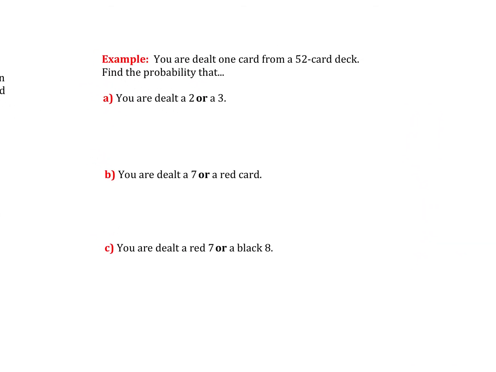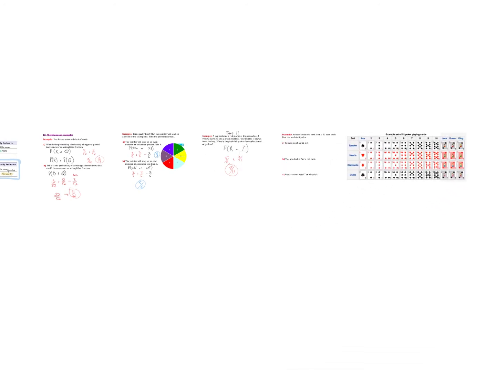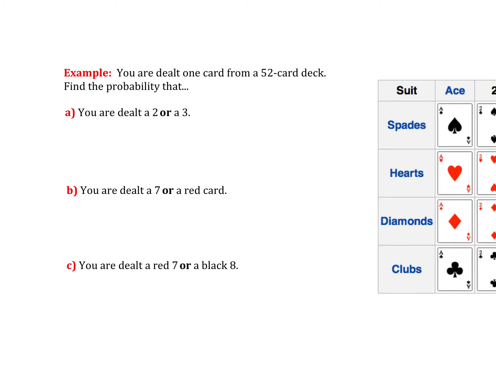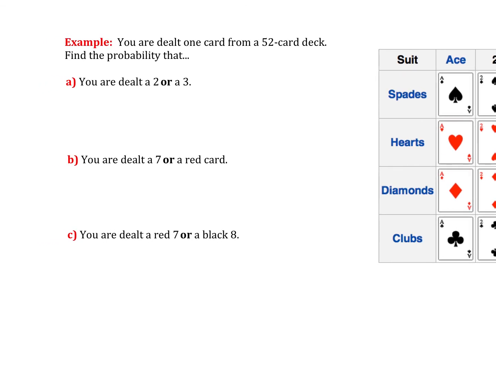All right, last and final example here, folks. You are dealt 1 card from a 52-card deck. So, just for convenience sake, let me move that over. What is the probability that you are dealt a 2 or a 3? Let's see. There are 4 2s, there are 4 3s, and there's no overlap between them. I don't need to worry about subtracting away any overlap. So probability of selecting a 2 plus the probability of selecting a 3. We've got 4 out of 52 plus another 4 out of 52. That's going to be 8 out of 52, and that's 2/13.